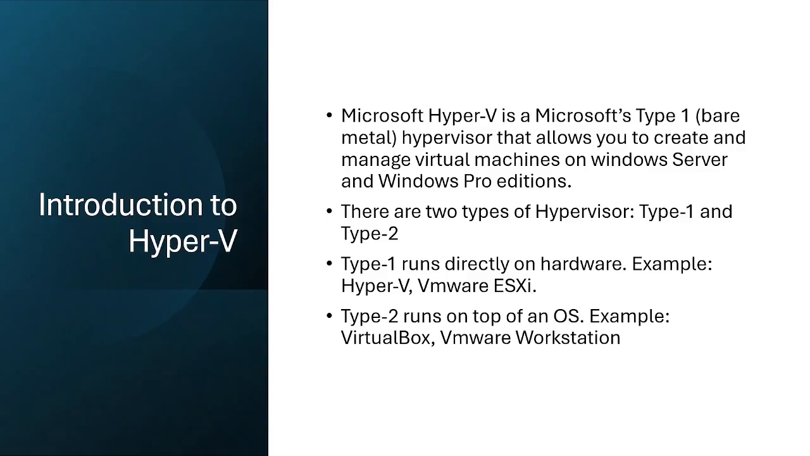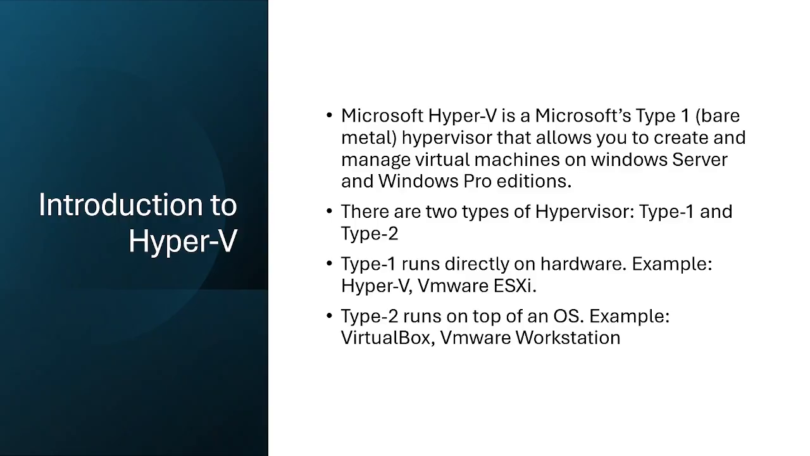Microsoft Hyper-V is a Microsoft Type 1 hypervisor, which allows us to create and manage virtual machines on Windows servers and Windows Pro, Enterprise, and Education editions. There are, in general, two types of hypervisor. A Type 1 hypervisor directly runs on bare metal hardware. Some examples of a Type 1 hypervisor include Microsoft Hyper-V and VMware ESXi.